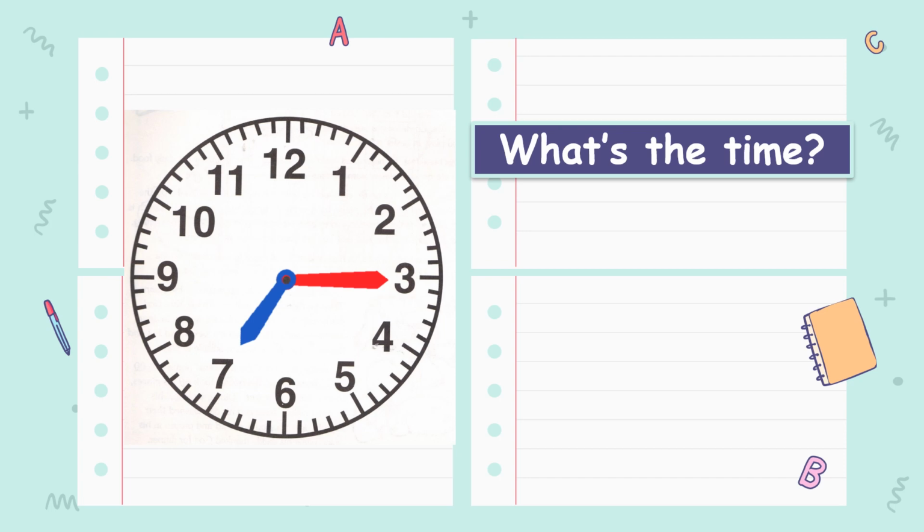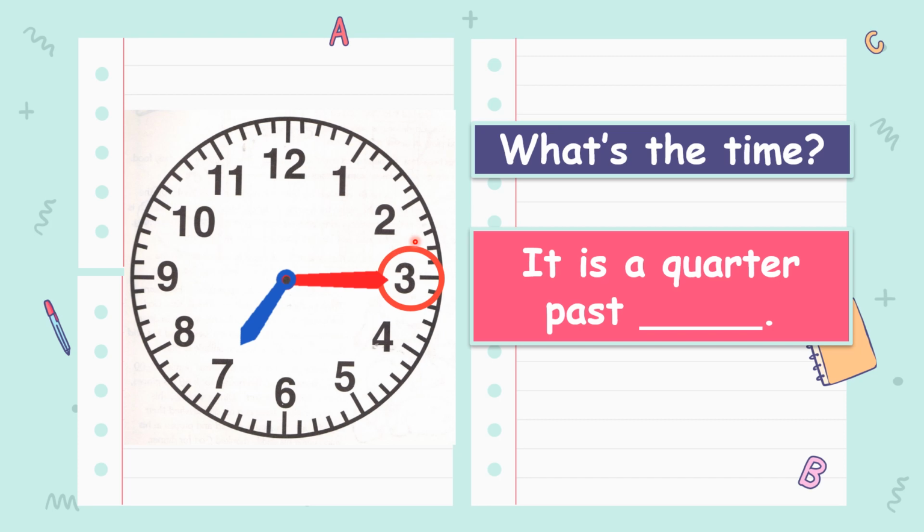Now let's try this. What's the time? Let's look at the minute hand, the long needle, 3. So you have to use the word, yes, a quarter past. So it is a quarter past what? What does the hour needle show? Yes, 7. So the answer is, it is a quarter past 7.